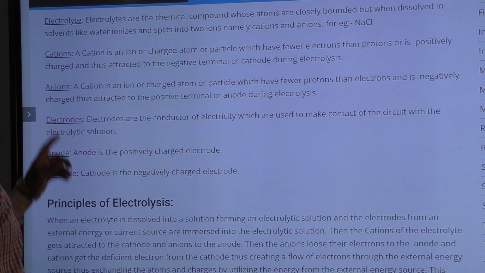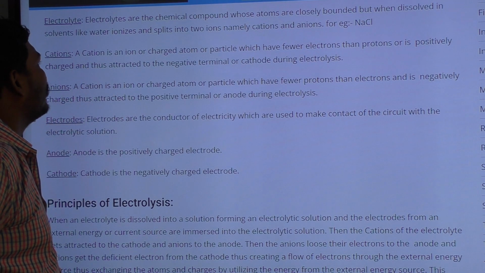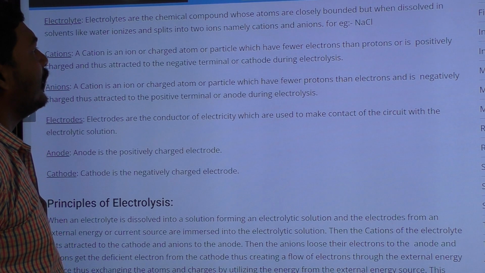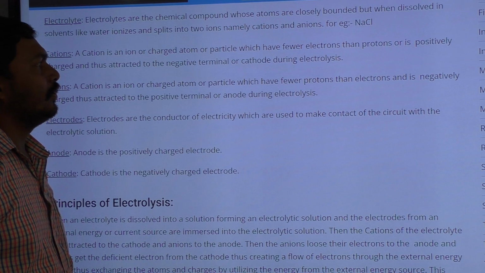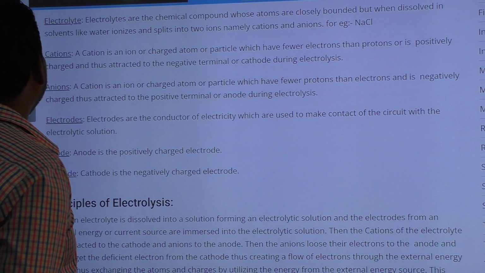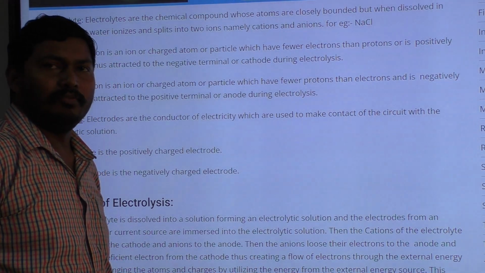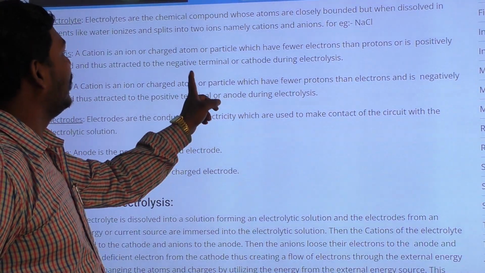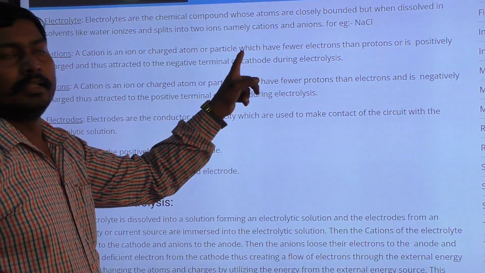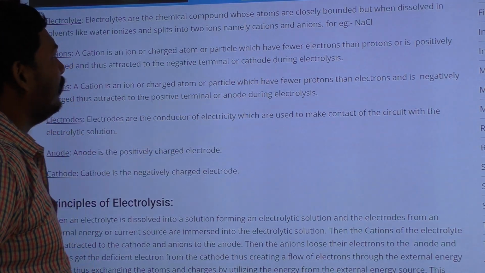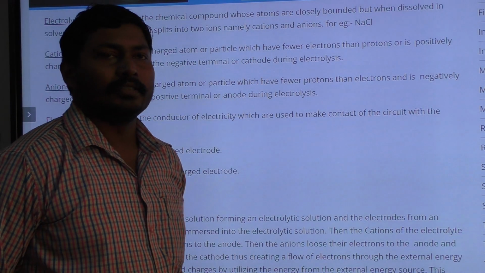Let us understand. A cation is an ion or charged atom or particle which has fewer electrons than protons, or is positively charged, and thus is attracted to the negative terminal or cathode. This is important. So it is attracted by the negative terminal or cathode during electrolysis.